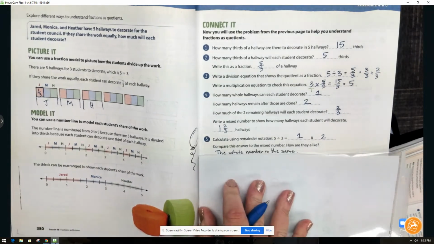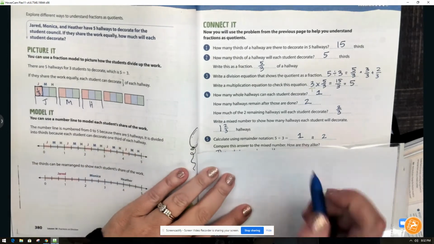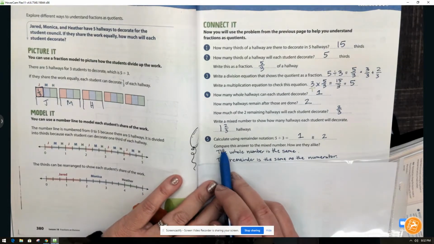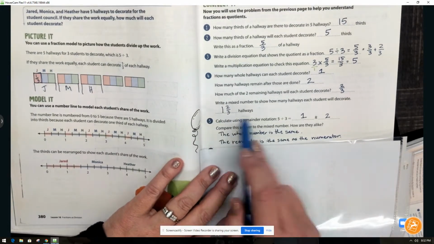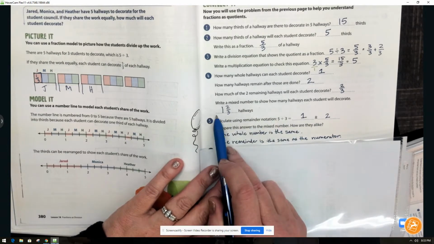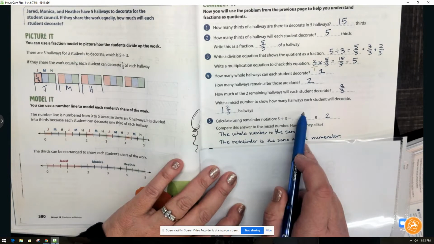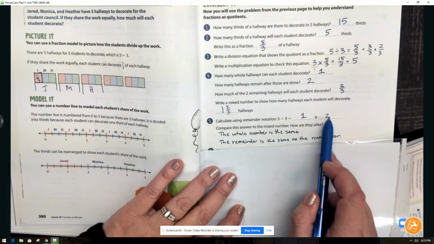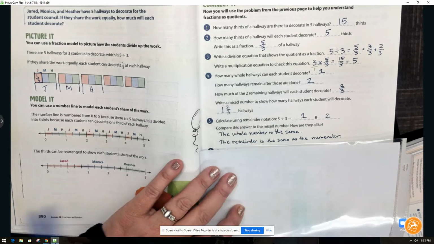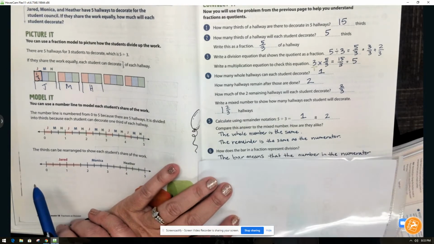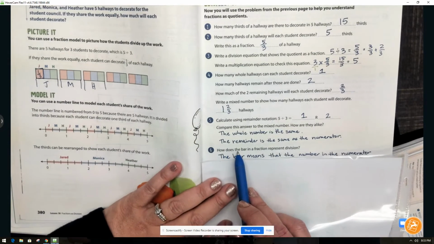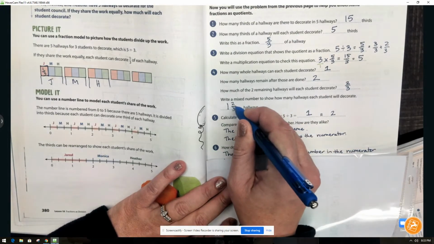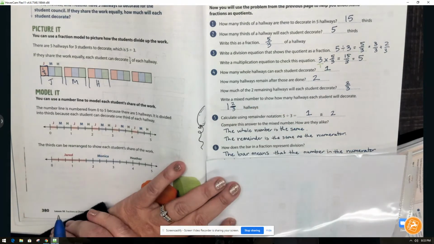So now we're going to compare how this answer here relates back to here. So the whole number is the same. We have a 1 in both the mixed number answer and the answer here. The remainder is the same as the numerator. So the 2 here is the same as the 2 in the numerator. That's interesting. So number 6 says, how does the bar in a fraction represent division? So it's talking about this bar in the middle right here. What does that bar mean?